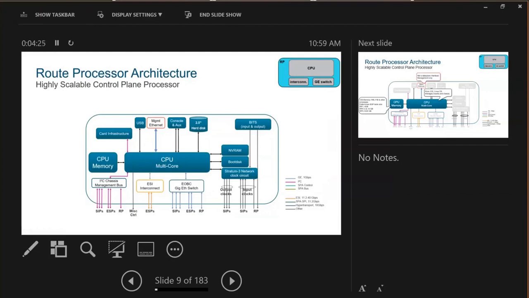Boot disk is the internal flash that will be used to store the iOS image and boot the system up. This is the default place where the iOS image will be stored, but we can also store the iOS images on a USB for temporary booting purposes. And we have Stratum 3 network clock circuit to help exchange the clock input and output with the other modules. So this is the route processor architecture.